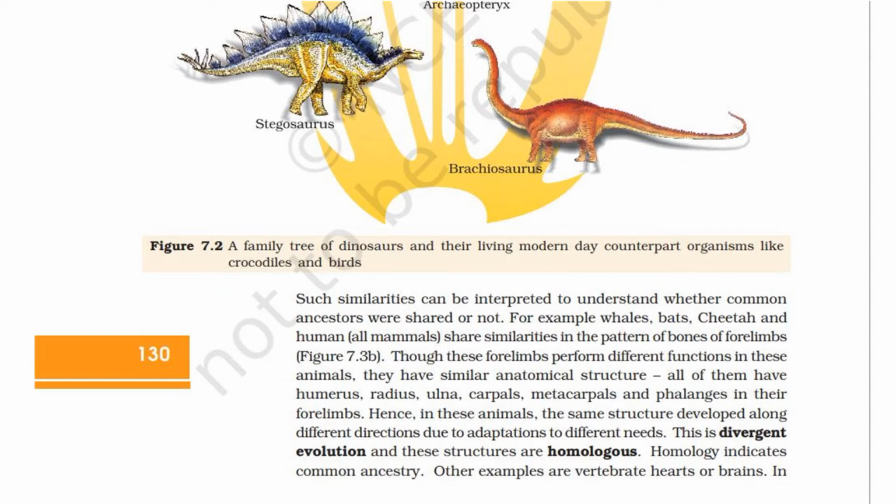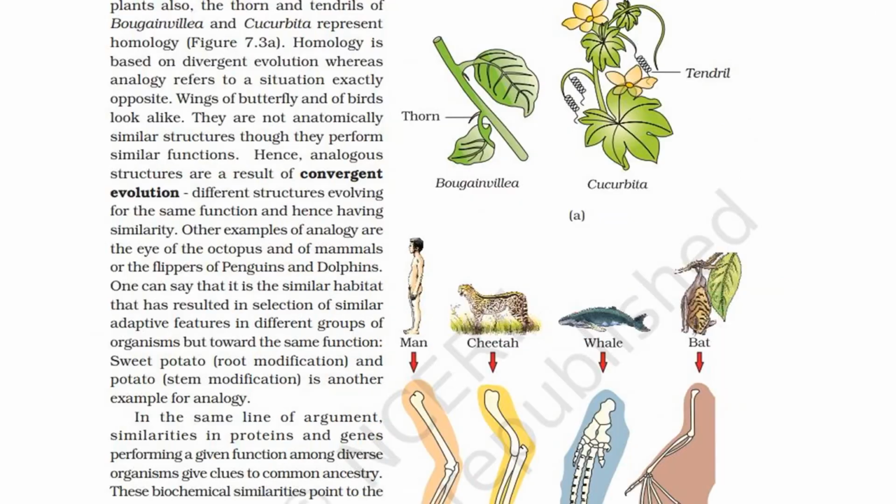Hence, in these animals, the same structure developed along different directions due to adaptations to different needs. This is divergent evolution and these structures are homologous. Homology indicates common ancestry. Other examples are vertebrate hearts or brains. In plants also, the thorn and tendrils of bougainvillea and cucurbita represent homology. Homology is based on divergent evolution, whereas analogy refers to a situation exactly opposite.